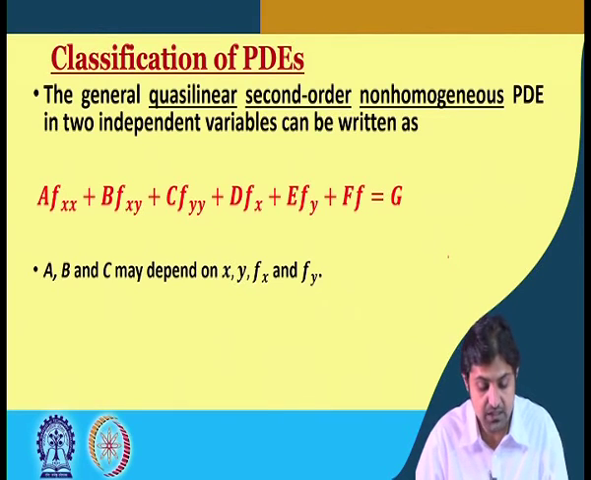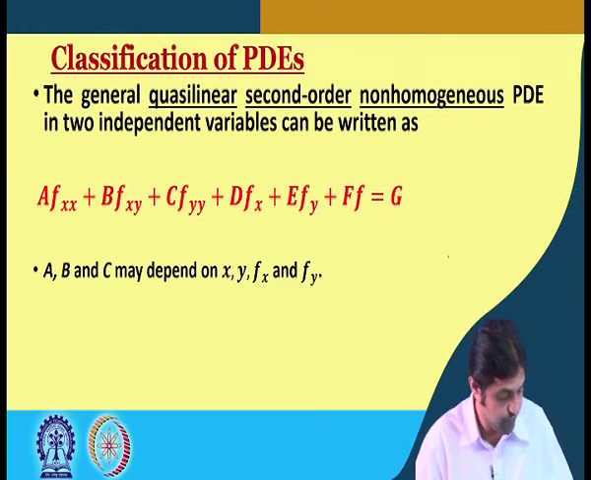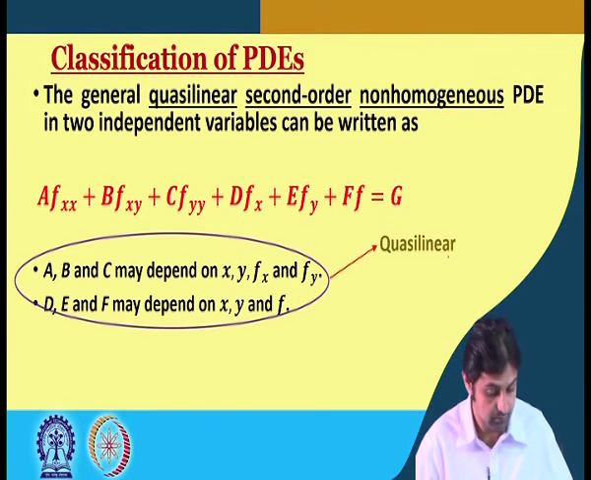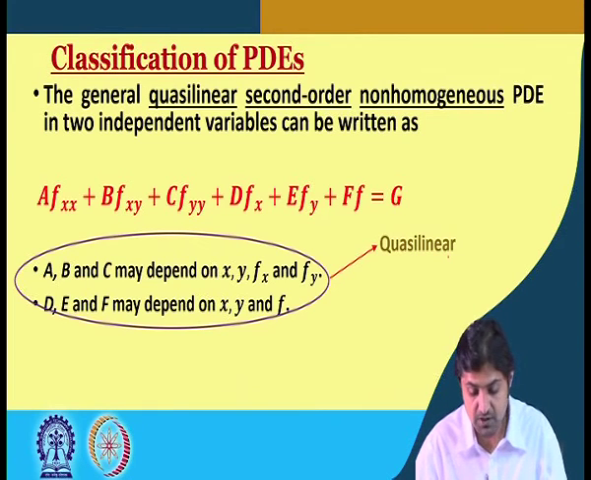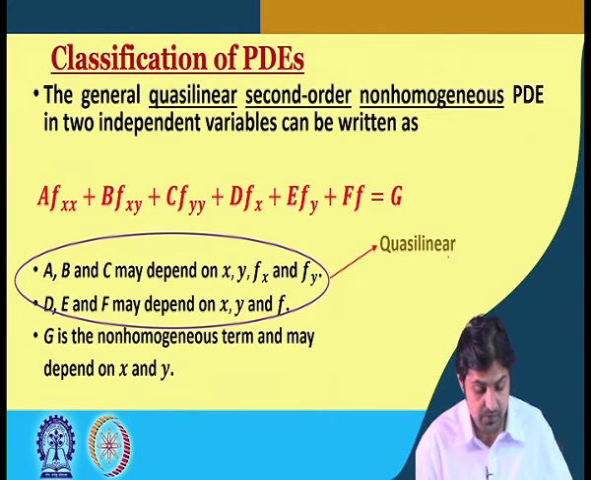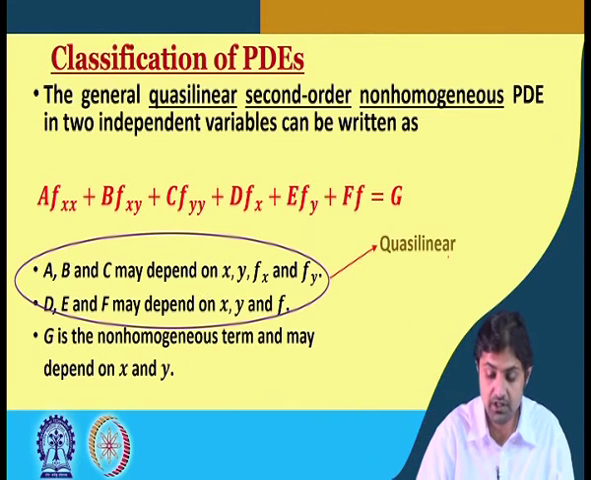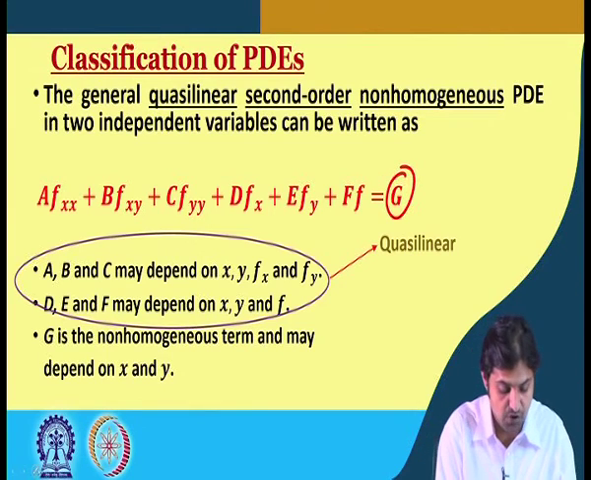So, a, b and c may depend on x, y, f_x and f_y. Okay. d, e and f may depend on x, y and f. So, this means quasi-linear. All right. g is the non-homogeneous term and may depend on x and y, that is why we say non-homogeneous. Okay, this is not equal to 0.